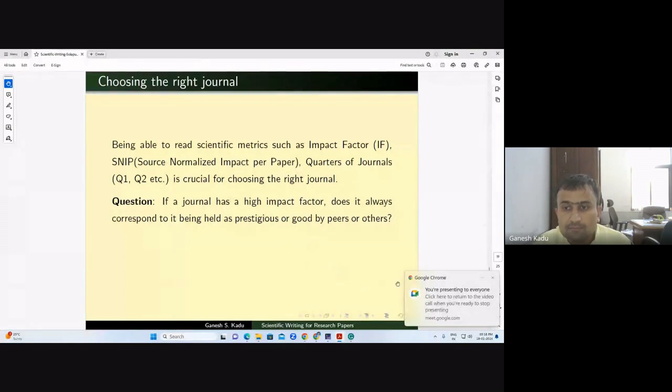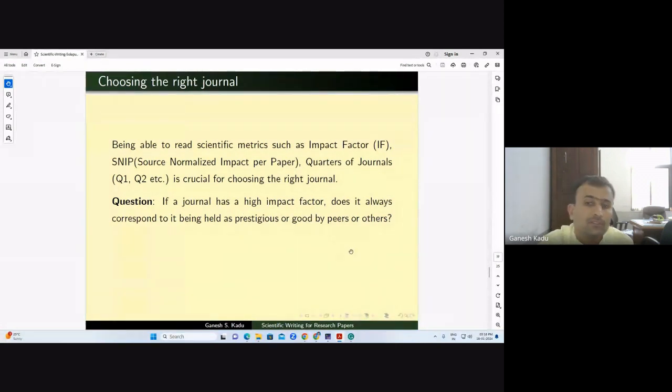So I just want to end with a question. If a journal has a high impact factor, does it always correspond to being held as a prestigious or good journal? And like I've already told you, it is not necessarily true. There are many reasons why a high impact factor journal may not be the right choice. So high impact factor does not always mean good. That is something you should keep in mind.